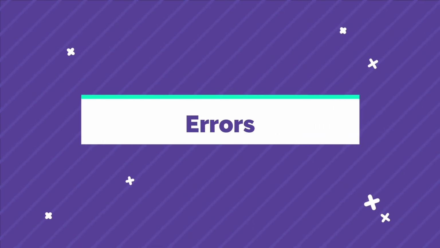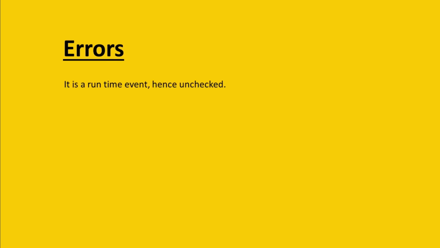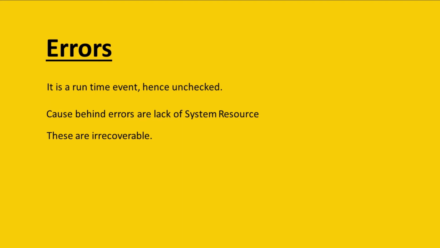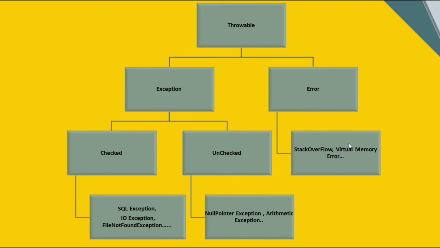Now let's see what errors are. Likewise, exception, errors are also abnormal conditions or events that disrupt normal flow of program. Errors always occur at runtime, hence are unchecked. Errors occur because of lack of system resources. Some examples are stack overflow and virtual memory error. Errors are not recoverable because they are not caused by our fault or mistakes in program. Rather, they are caused by lack of system resources which are out of our control. Some examples of errors are stack overflow and virtual memory error.